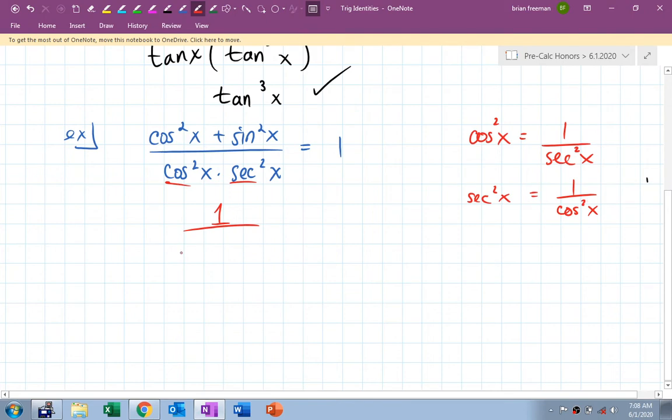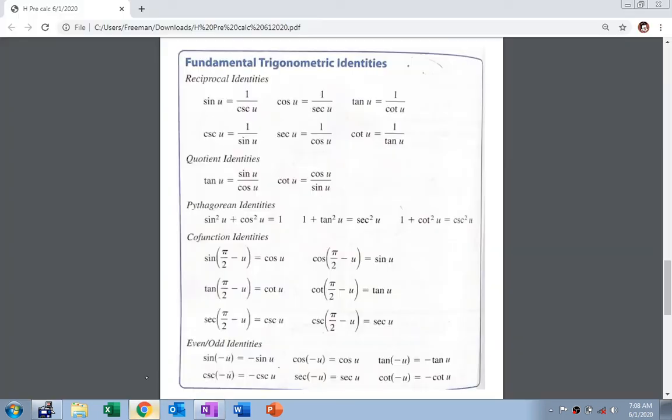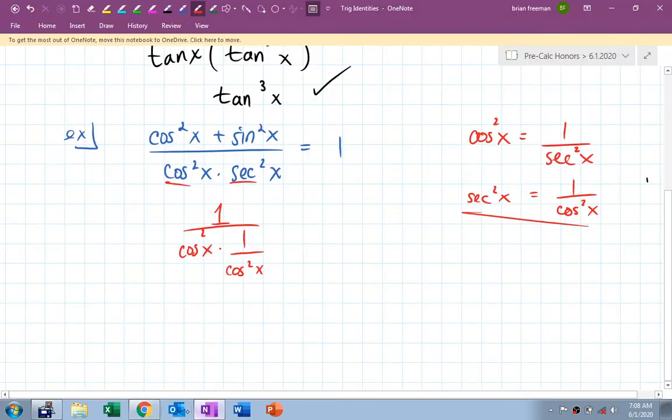So really what we have is cosine squared of x times 1 over cosine squared of x. So I'm just turning secant squared into 1 over cosine squared. And that's actually, if you do want to use one of these identities, that's using the reciprocal identity right here. So this denominator, you cancel those out, we get 1 over 1, which equals 1, and you're done.